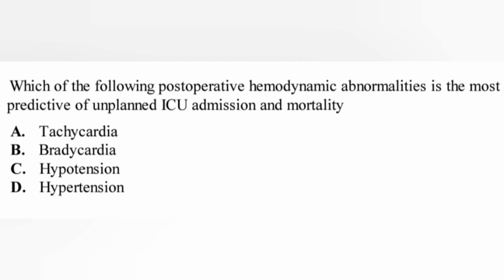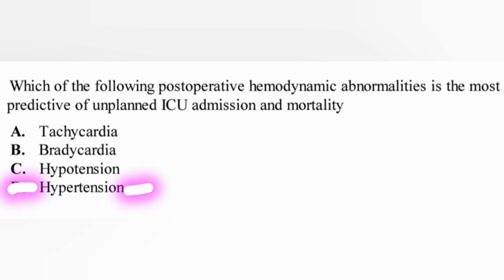Which of the following postoperative hemodynamic abnormalities is the most predictive of unplanned ICU admission and mortality? Tachycardia, bradycardia, hypotension, or hypertension? The correct answer is D. Hemodynamic alteration in the postoperative period can have a negative impact on the outcome. Surprisingly, postoperative hypertension and tachycardia are more predictive of unplanned admission to the critical care unit, and these also have a higher mortality rate than hypotension and bradycardia.